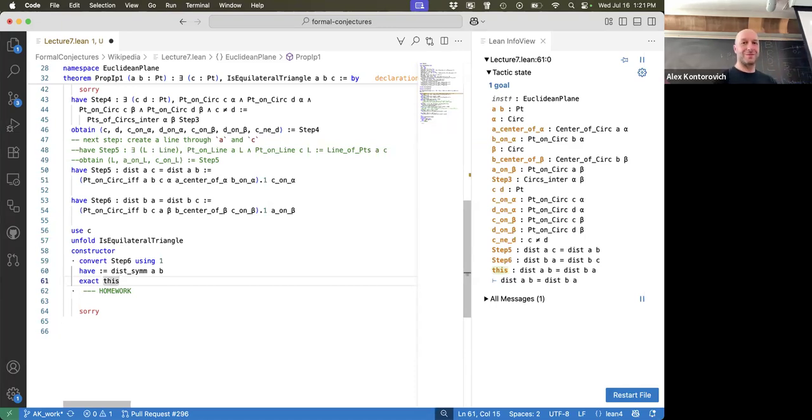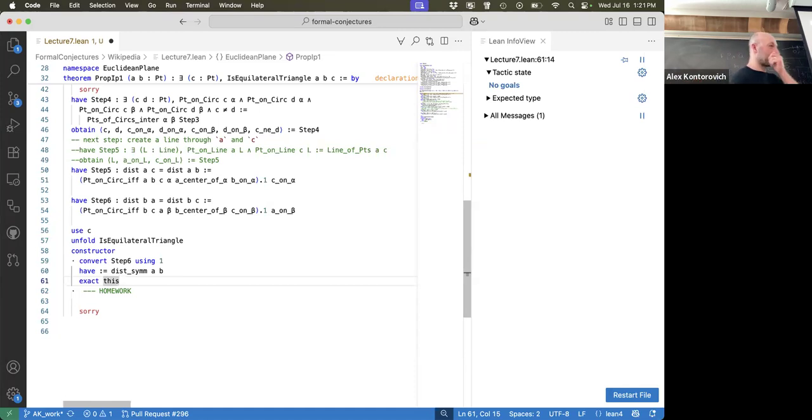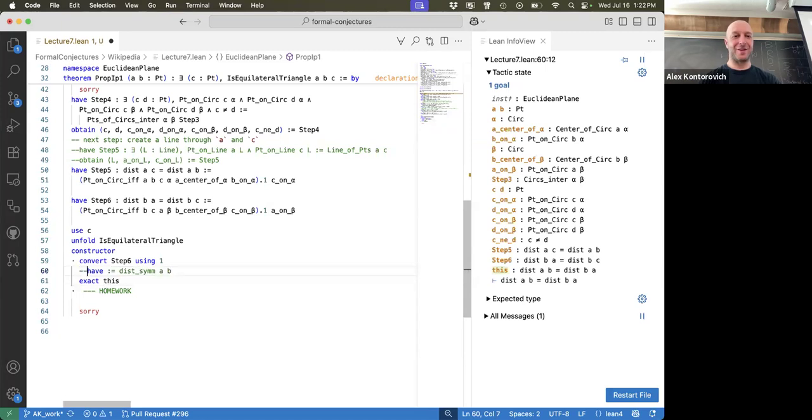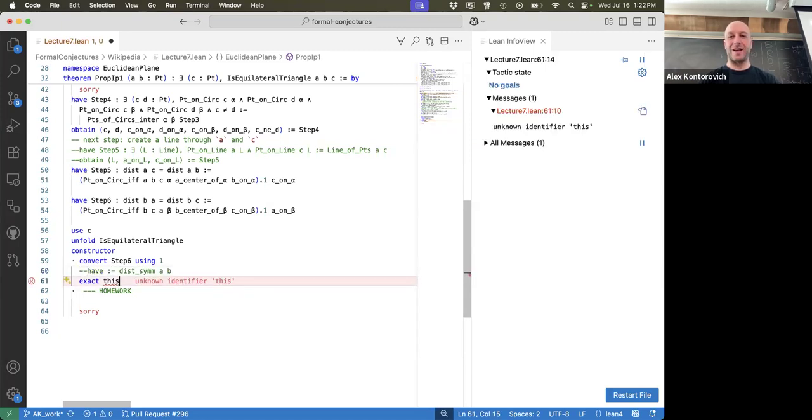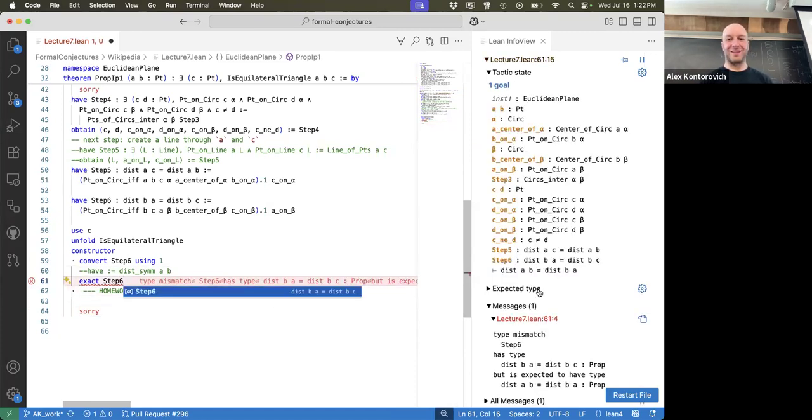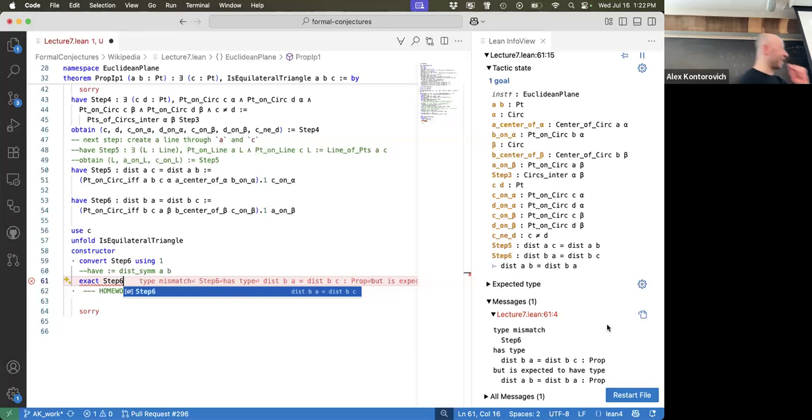Yeah, there's no goal. So what if you had something that isn't the final goal, but you said exact this, would it think that the theorem is complete? Let's try. How about exact step 6? It says no. You're saying exact, but step 6 says this BA is equal to this BC, and I'm trying to prove this AB is equal to this BA. They're not exactly the same thing. I don't know what to do with that, and it just gives you an error message. Does that make sense? Yeah.